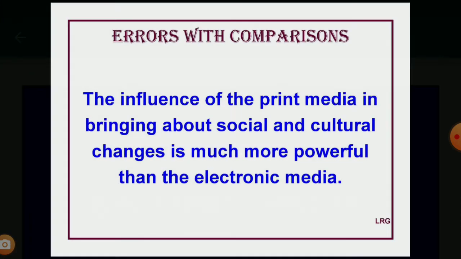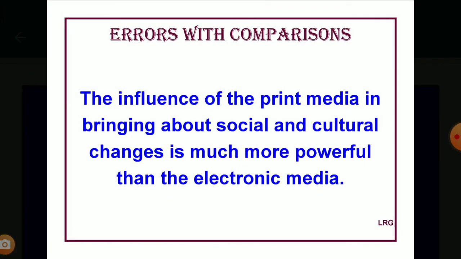Let's see a few more examples. The influence of the print media in bringing about social and cultural changes is much more powerful than the electronic media. Once again, here the phrase is influence of the print media, the real subject is influence. In the second part, it is the electronic media. Influence and media cannot be compared, they are unequal elements. So you have to compare only the influence of the print media and the influence of the electronic media. Only these two things can be compared.